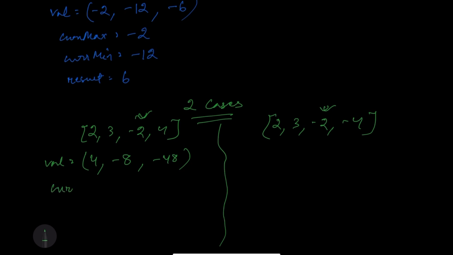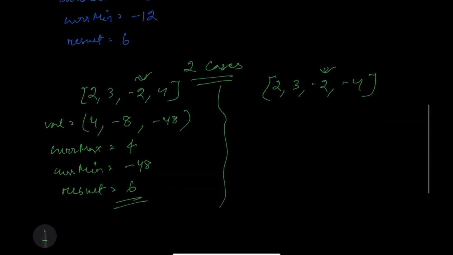Now let's find our current max. That would be 4. Our current min would be somewhere around -48. Now will our result get updated? No, because 6 is still the greatest. So we have found our output. Now this was asked in our Leetcode question. So this part is done.